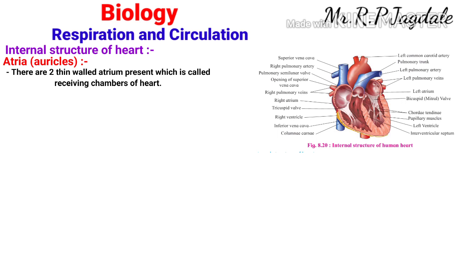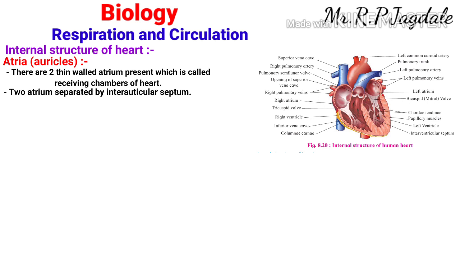These are the receiving chambers of the heart. That means blood is received in the heart into the atrium, right and left both. So they are called the receiving chambers of the heart. The two atria are separated by the interauricular septum. Remember that the two atria, right and left, are separated by the interauricular septum.